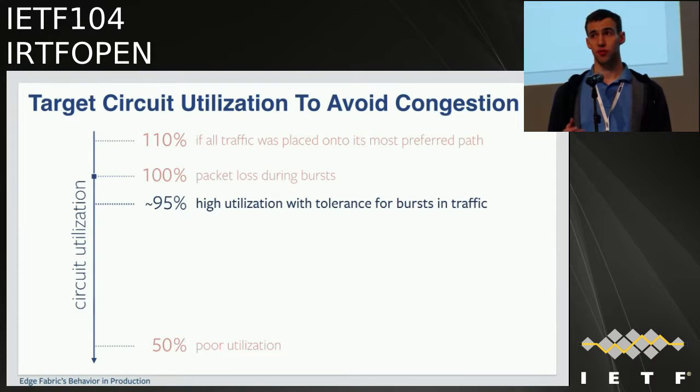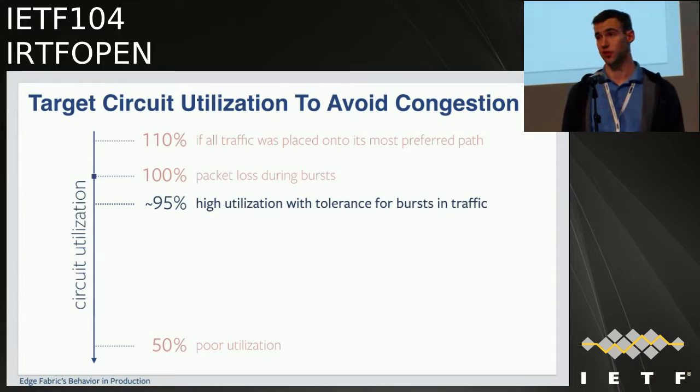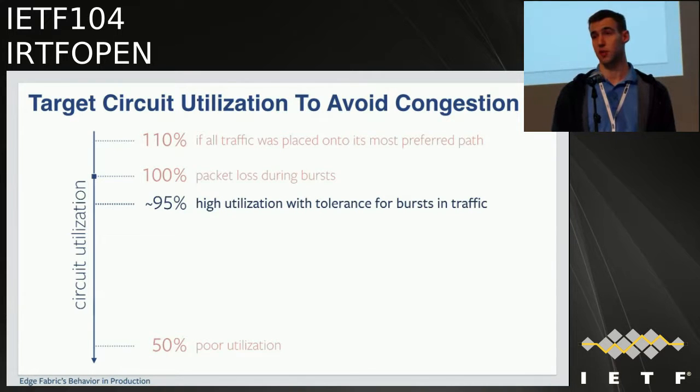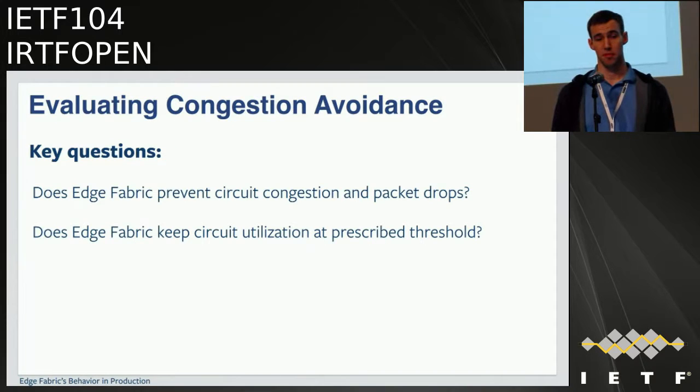So in general, what we strive for based on operational experience is achieving 95% utilization. And this allows us to have high utilization with tolerance for bursts in traffic. Now, the key question here is, can we maintain that utilization without any packet loss? So what we're going to look at now is two key questions. Can Edge Fabric prevent circuit congestion and packet loss? And can we keep the utilization of circuits at that 95% threshold?